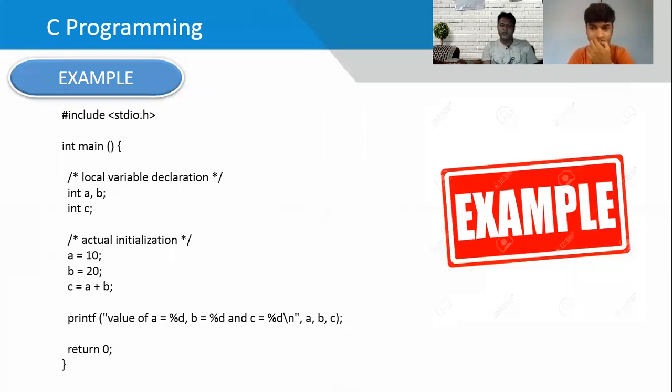See that it is a local variable. int A, B, C. A equals 10, B equals 20, C equals A plus B, so it adds the numbers. These A, B, C are called local variables as the variables are defined inside a main method.